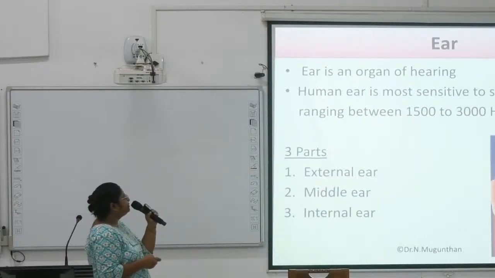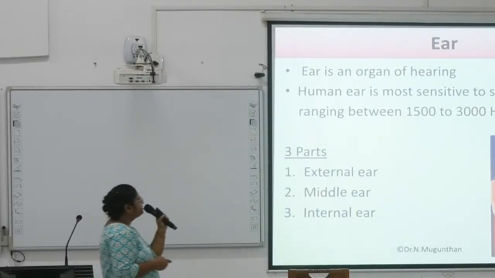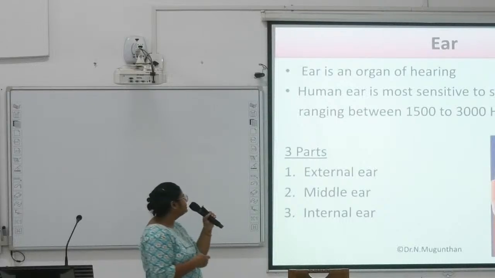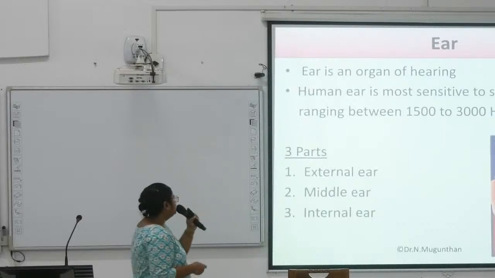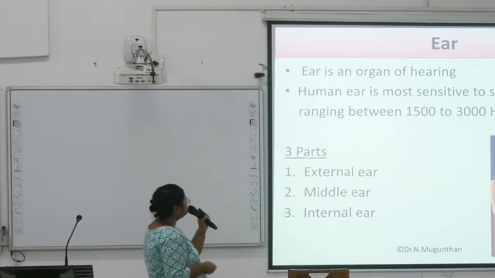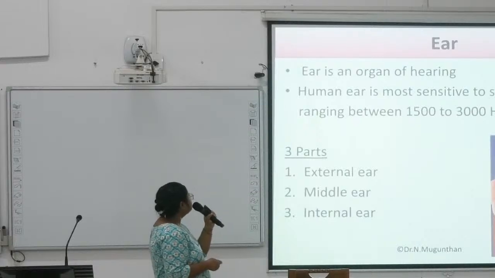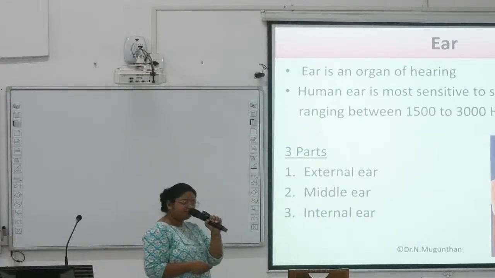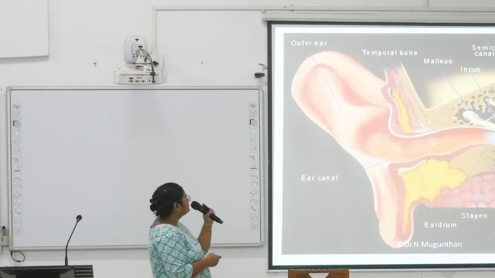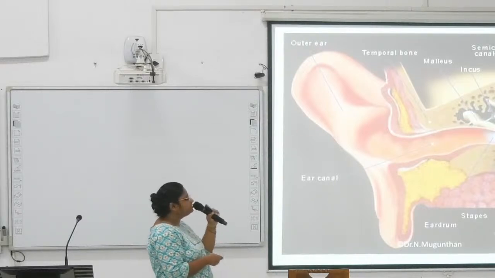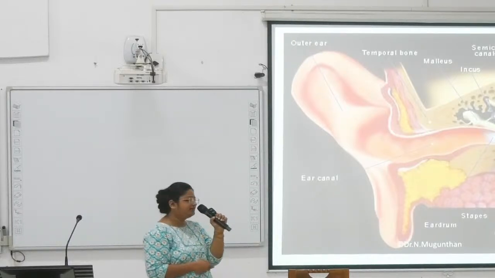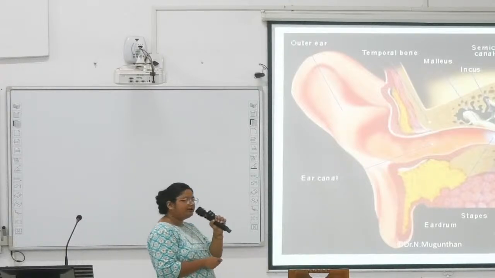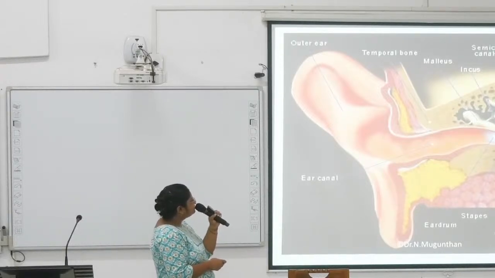So the ear is an organ of hearing, and the human ear is most sensitive to sound frequencies ranging between 15,000 to 3,000 hertz. These are the three parts of the ear: external ear, middle ear and the internal ear. We will see the different parts. See, this is the outer ear, pinna or auricle. This canal is known as the ear canal or external auditory meatus. Here is the tympanic membrane. This part is forming the middle ear.